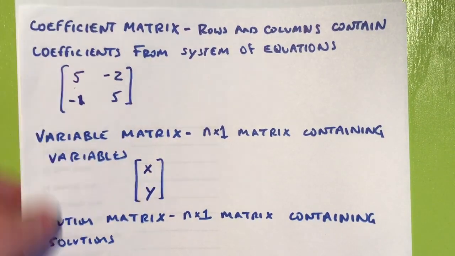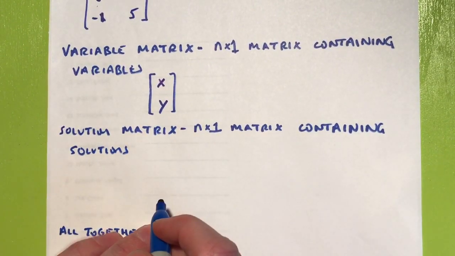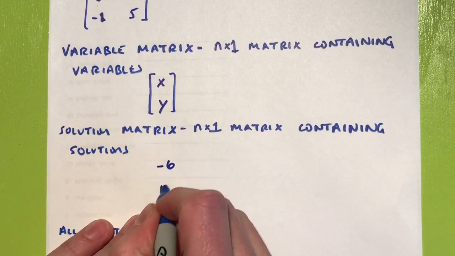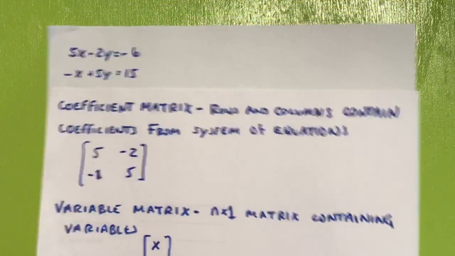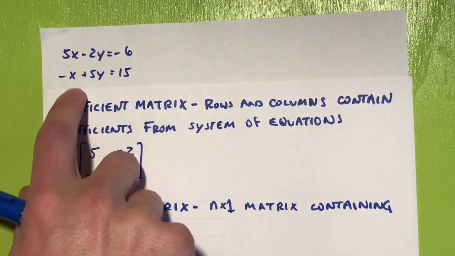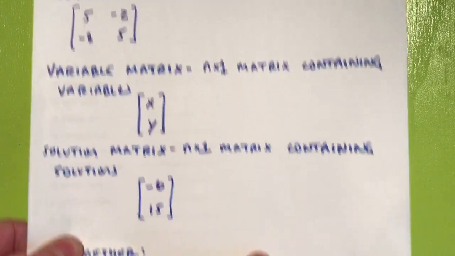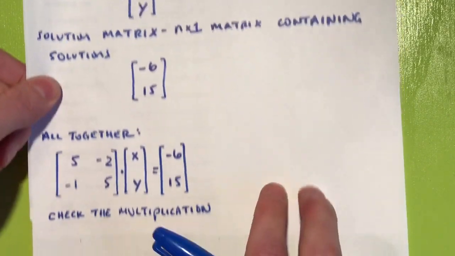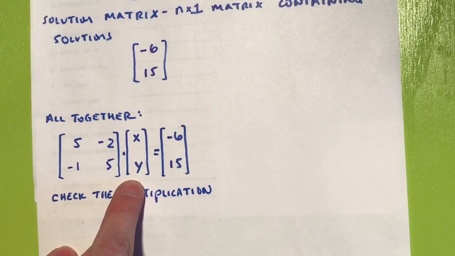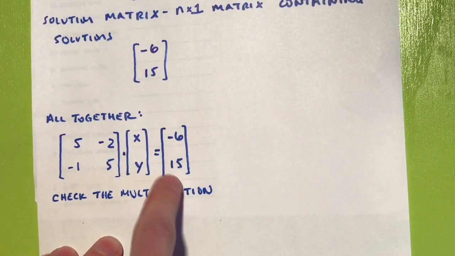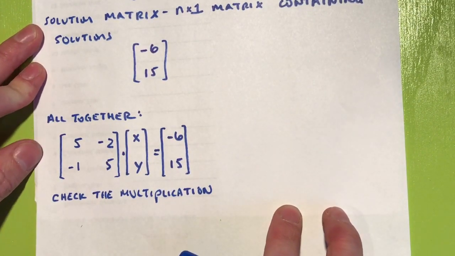And lastly, we have what's going to be known as our solution matrix. Again, an n by 1 matrix containing the solutions. For us, that was negative 6, 15. Putting this all together, when we had 5x minus 2y equals negative 6, negative x plus 5y equals 15, if we take our coefficient matrix, our variable matrix, and our solution matrix, that actually gets us a matrix equation, where we've got our coefficient matrix multiplied by our variable matrix will equal our solution matrix. Checking this by multiplication, seeing that this is exactly what we've done so far.